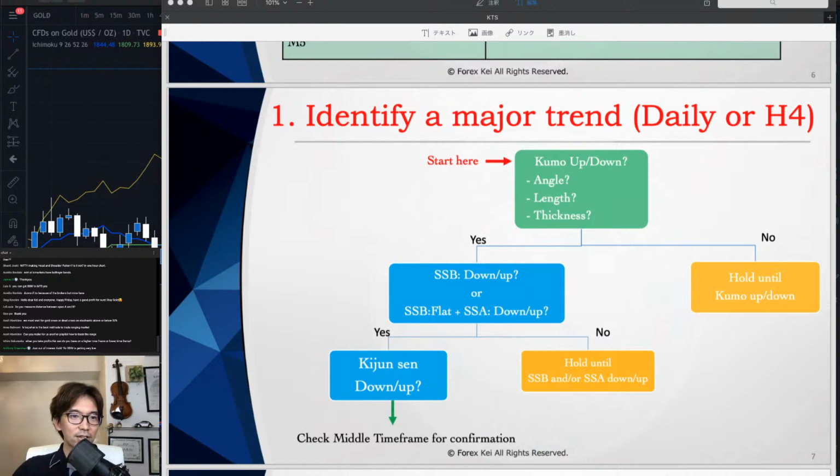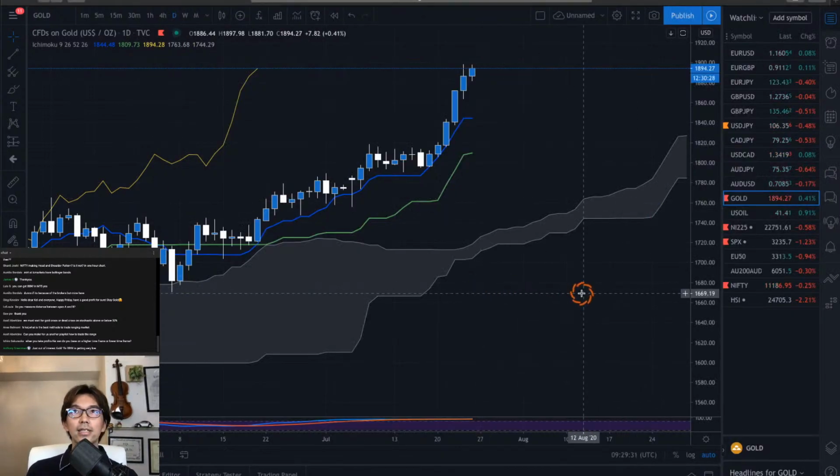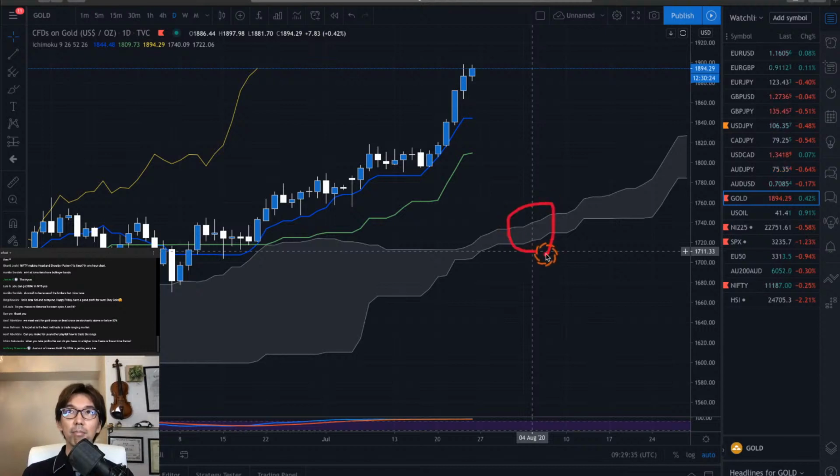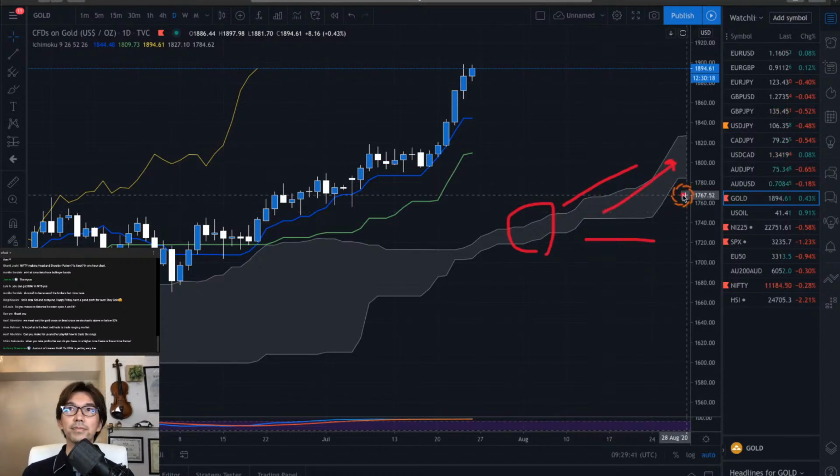Do you measure the distance between Senkou Span A and B? I don't technically measure it, but I look at the thickness and compare it with the past. In the past, this was relatively thinner here, but now it's getting thicker. So this is a good confirmation for a stable uptrend.